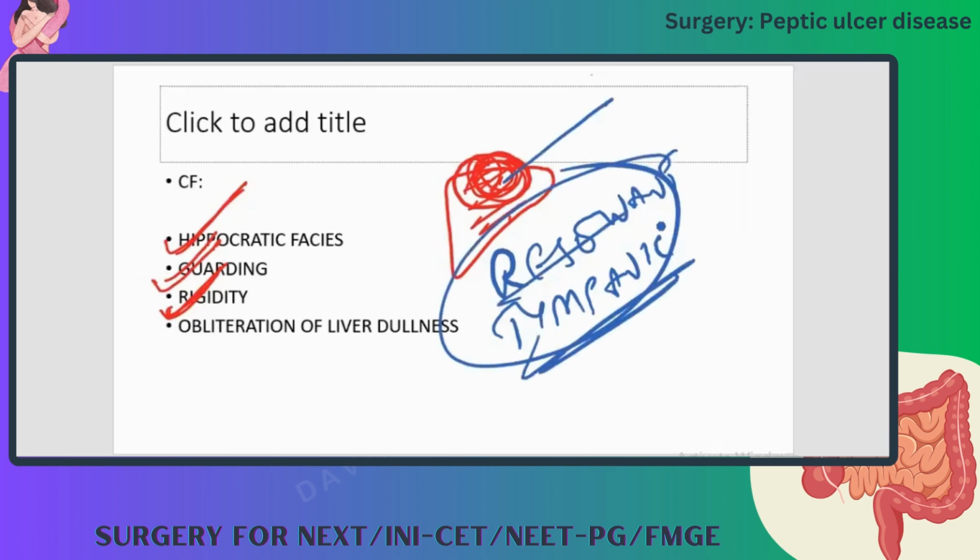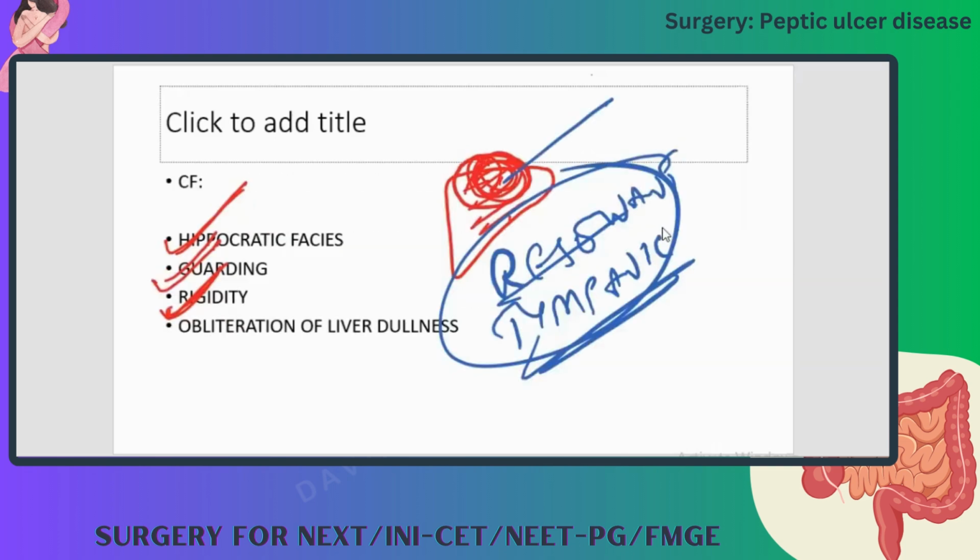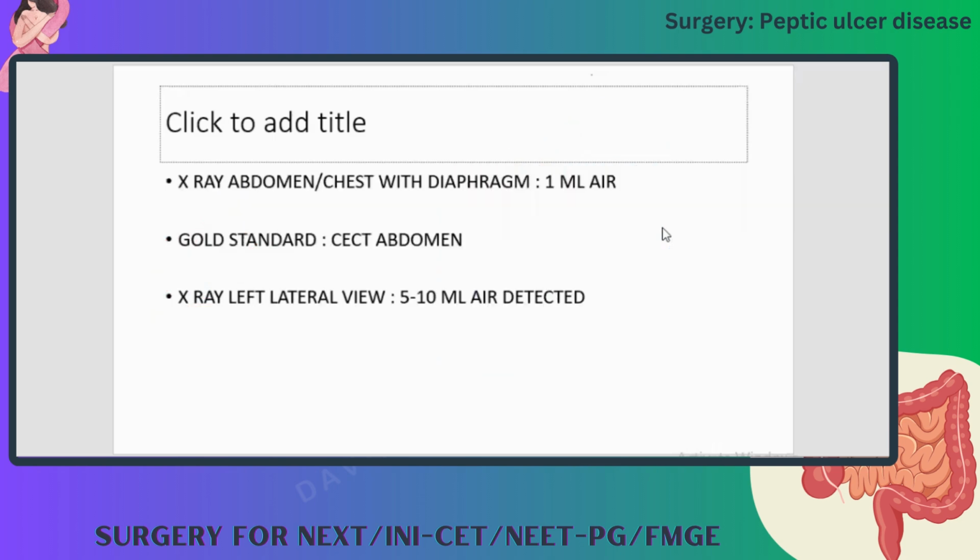So the position for X-ray would be erect abdomen now, sir. X-ray abdomen and chest with diaphragm. Even 1 ml of air inside the abdomen, you will identify it. It is always done erect abdomen only, not supine abdomen, erect abdomen.